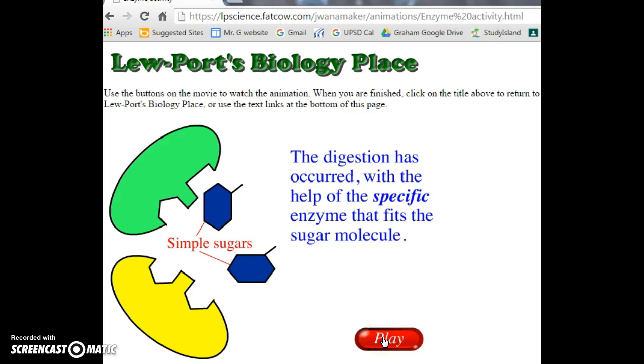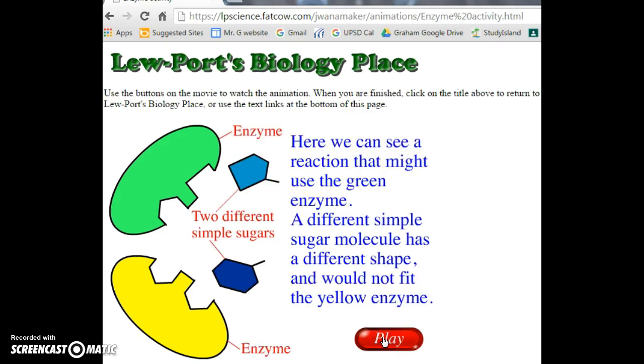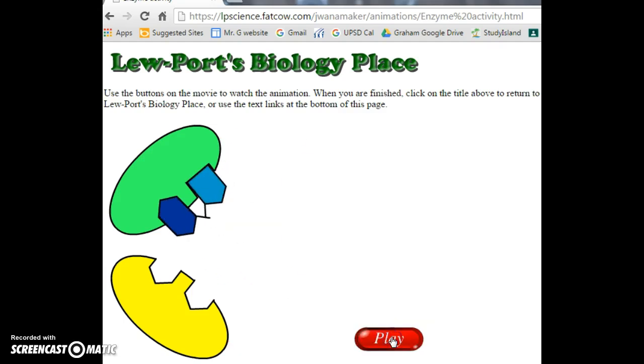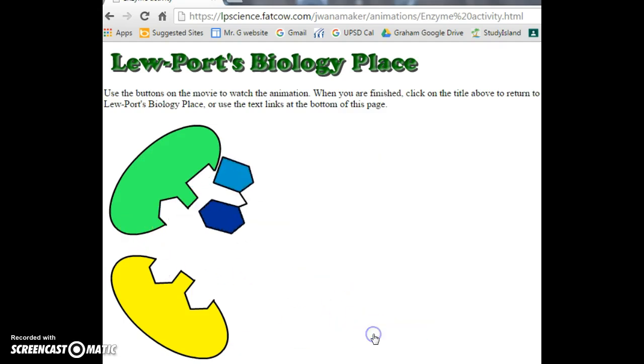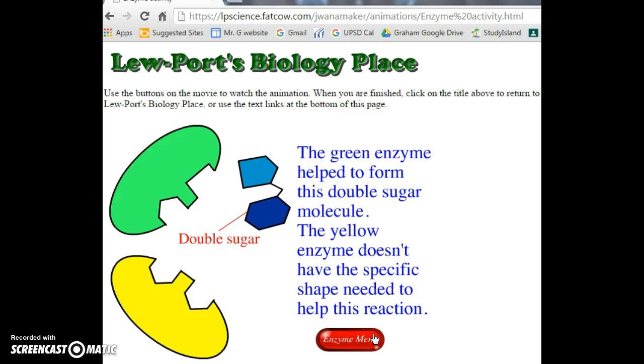However, Mr. Green, don't look so blue. You have your own reaction that you can catalyze because each enzyme is specific. What makes them specific is the shape of their active site. So Mr. Green has an active site that will attract these two substrates, pull them into place, form the bond, and then release the product. In this case, maybe it's sucrose.